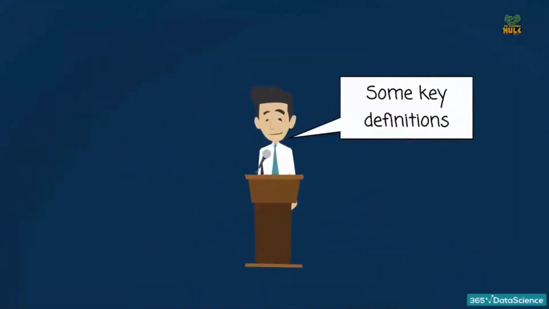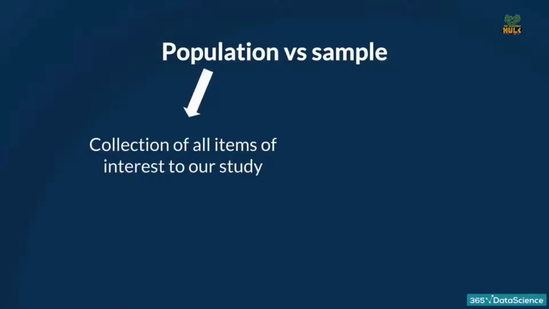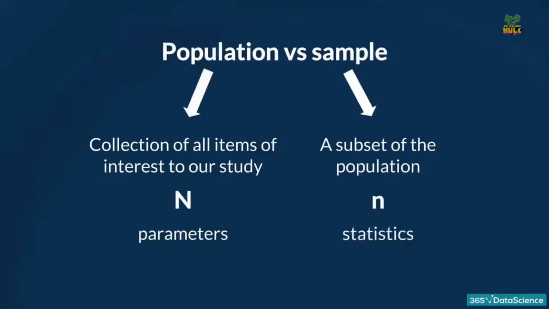The first step of every statistical analysis you will perform is to determine whether the data you are dealing with is a population or a sample. A population is the collection of all items of interest to our study and is usually denoted with an uppercase N. The numbers we've obtained when using a population are called parameters. A sample is a subset of the population and is denoted with a lowercase n, and the numbers we've obtained when working with a sample are called statistics. Now you know why the field we are studying is called statistics.